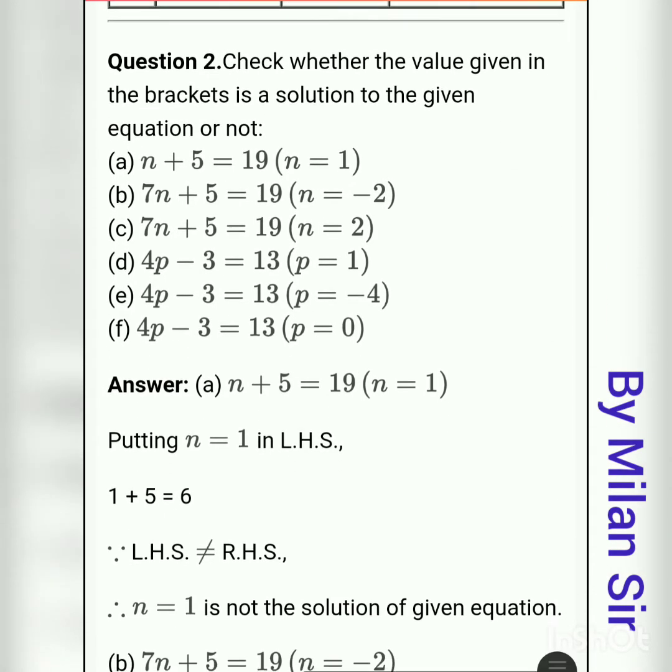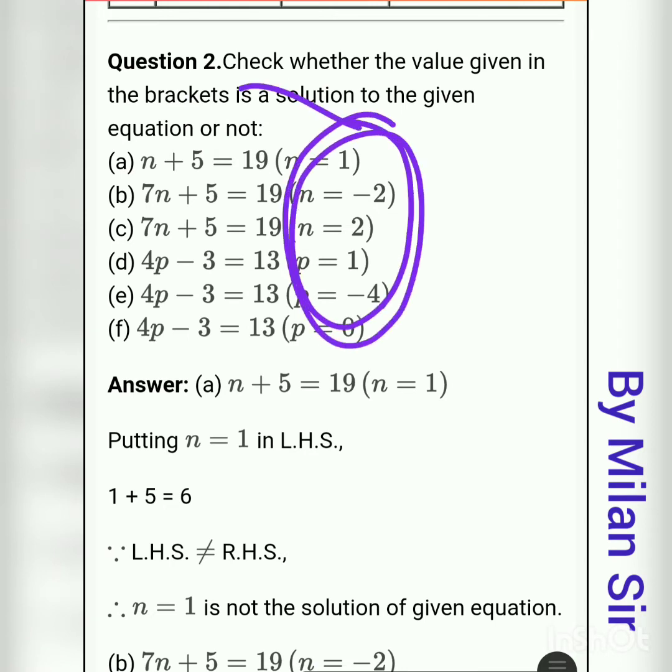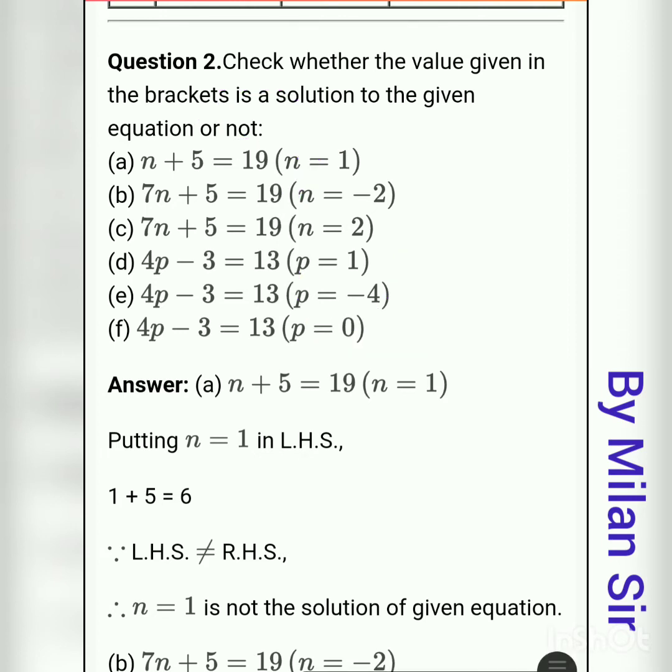Now question number 2. It is a similar type of question. Check whether the value given in the brackets is a solution to the given equation or not. So we need to check the same things here. If the value in the brackets is a solution of this equation, then this value always satisfies the equation. So what we need to do is put this value here. If both the answers are the same, we can say that yes, this is a solution, otherwise not.